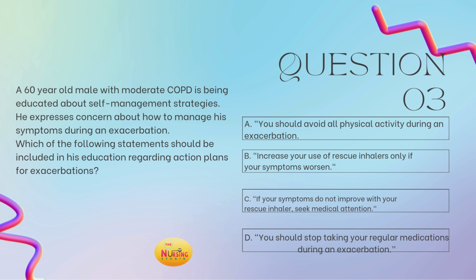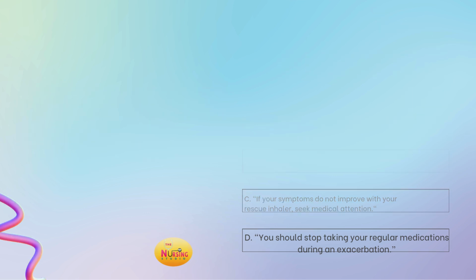All right, so here the stem of the question states, which of the following statements should be included in his education regarding action plans for exacerbations? Right, and so this one, you're considering the most appropriate and therapeutic communication, right? But C is your best answer because if their symptoms worsen and do not improve with the rescue inhaler, they need to seek medical attention because it may warrant additional medications, and that may be the actual reason for the exacerbation. So C is your best answer.